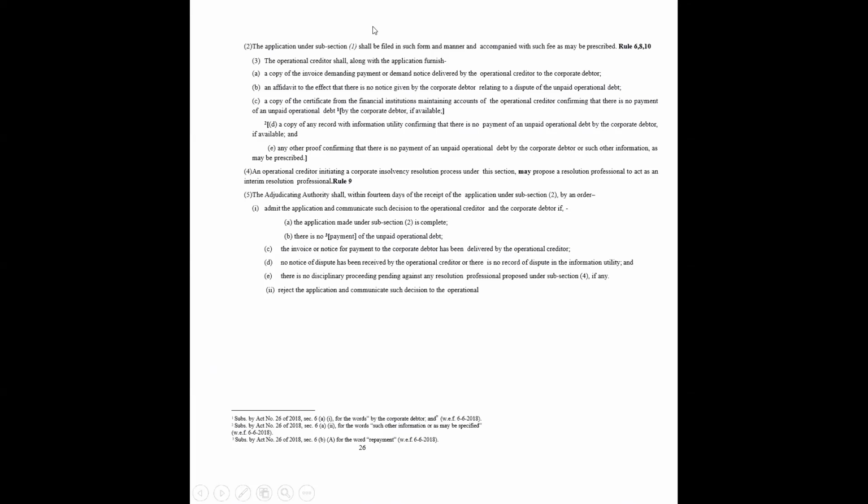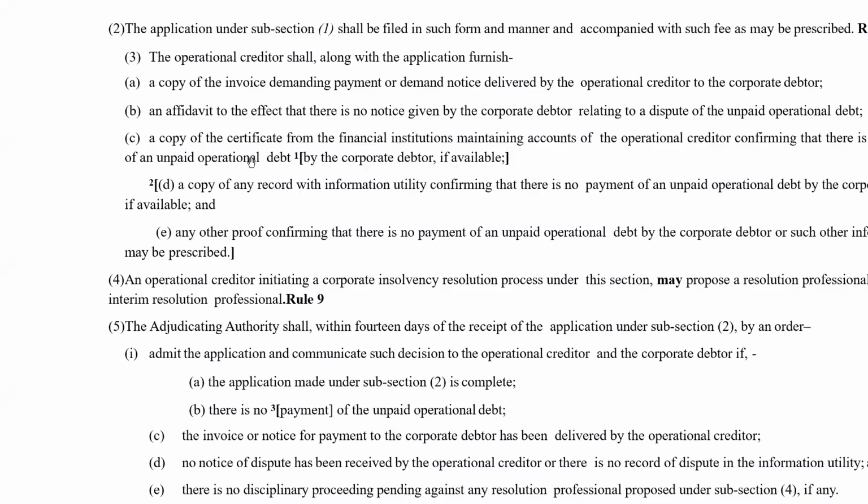The application shall be filed in such form and accompanied. So rules are there. We'll read about them in detail. Along with the application, you have to give the copy of the invoice demanding payment or demand notice delivered by the operational creditor. So you have to prove delivery also. Affidavit that there is no notice given by the corporate debtor relating to dispute. So you have to prove it by way of an affidavit also that no, the dispute has not been pointed out by the corporate debtor.